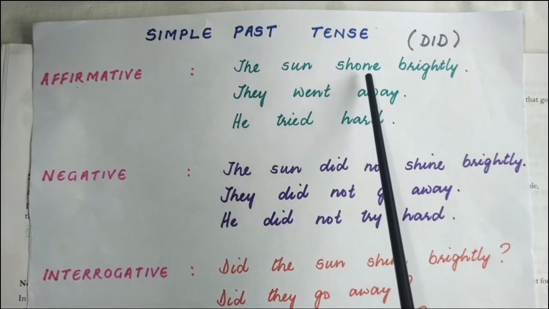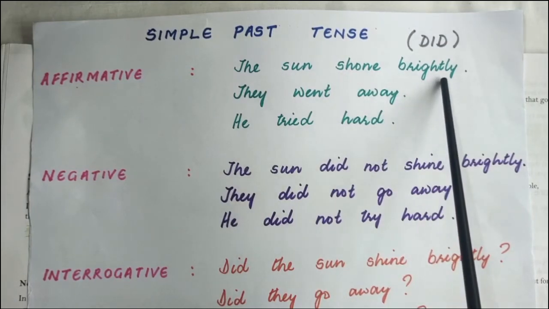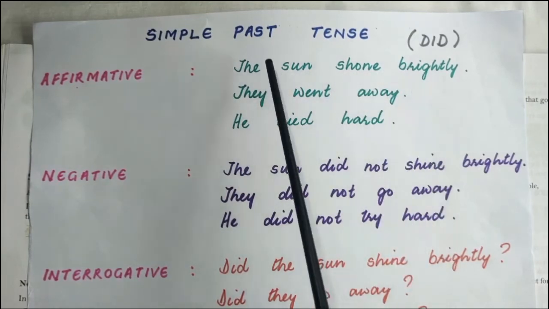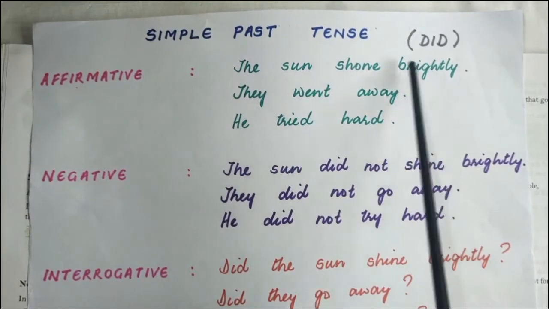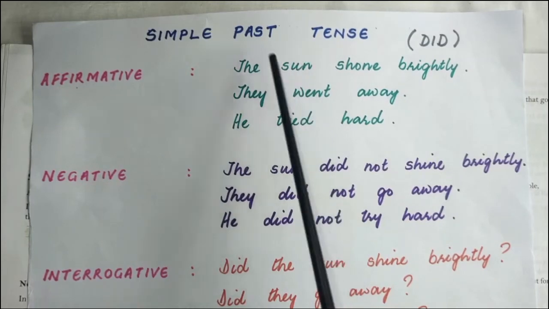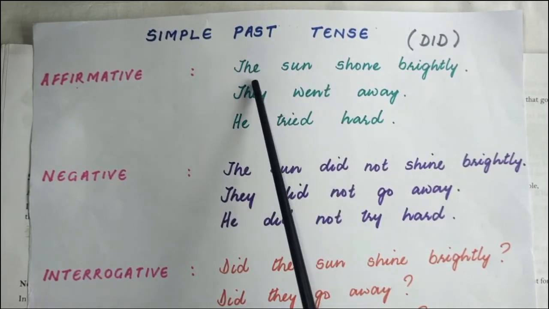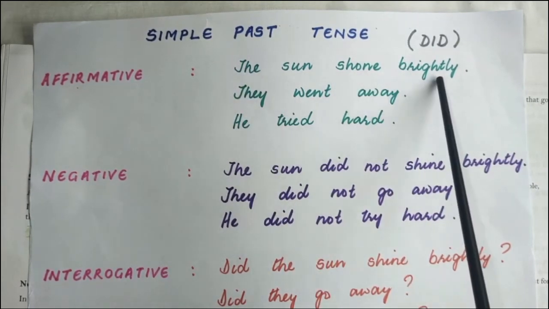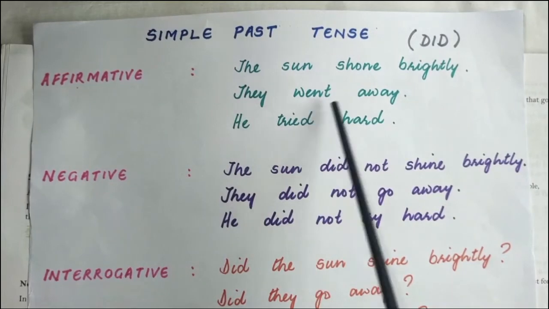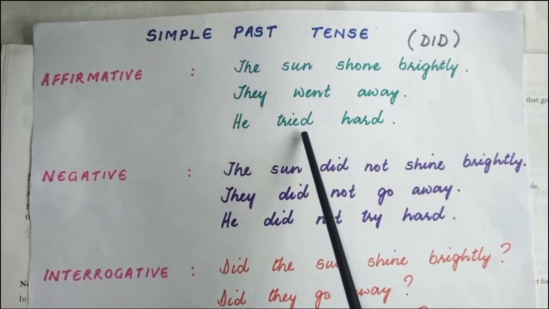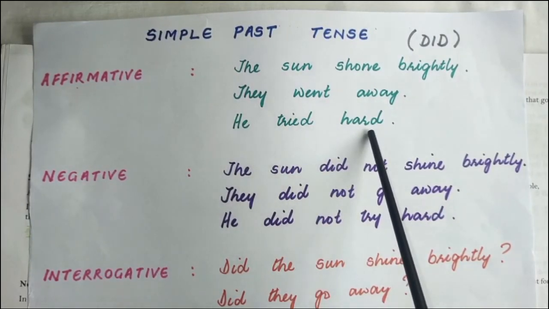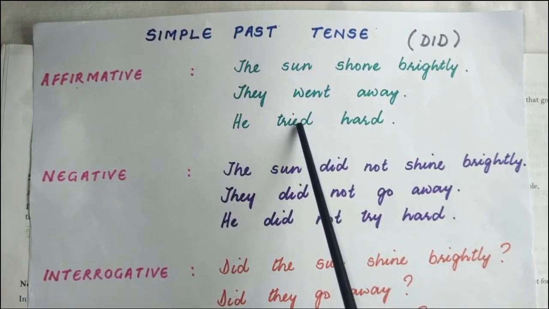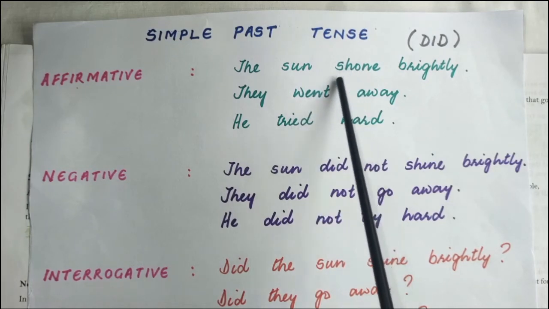The sun shone brightly. Simple present: the sun shines brightly. In the past tense, affirmative: the sun shone brightly. They went away. He tried hard. They are all in the second form of the verb. Okay, you have to now use the second form of the verb.